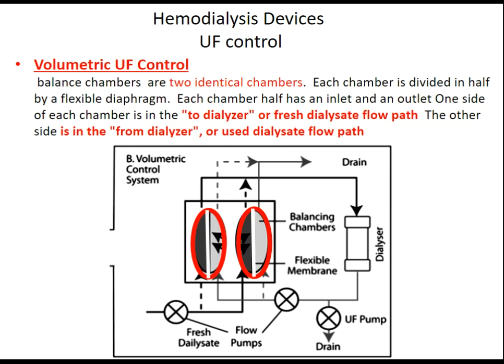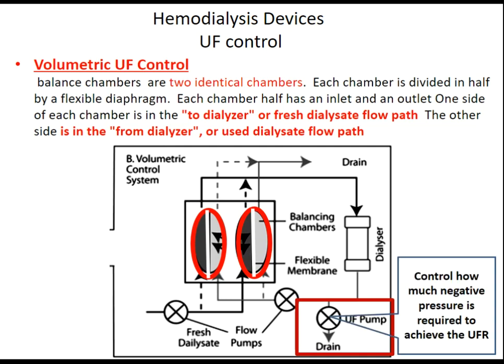is in the pathway to the dialyzer, or the fresh dialysate flow pathway, and the other side is from the dialyzer, or used dialysate flow pathway. Controlled by an ultrafiltration pump. This ultrafiltration pump controls how much negative pressure is required to achieve the desired ultrafiltration rate.